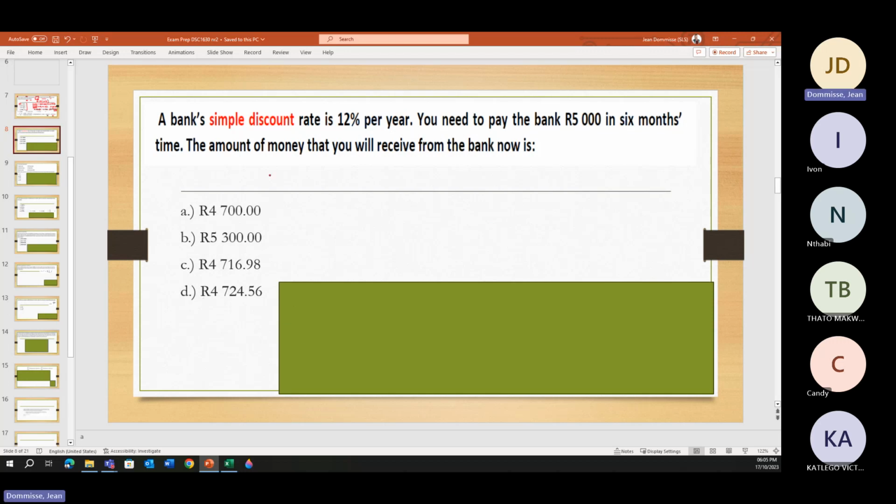now we're going into the question of simple discount. So now it feels like we're working with the things that we started off with. So a bank's simple discount rate is 12%. You need to pay the bank 5,000 Rand in 6 months' time. What is the amount of money that you will receive from the bank now?